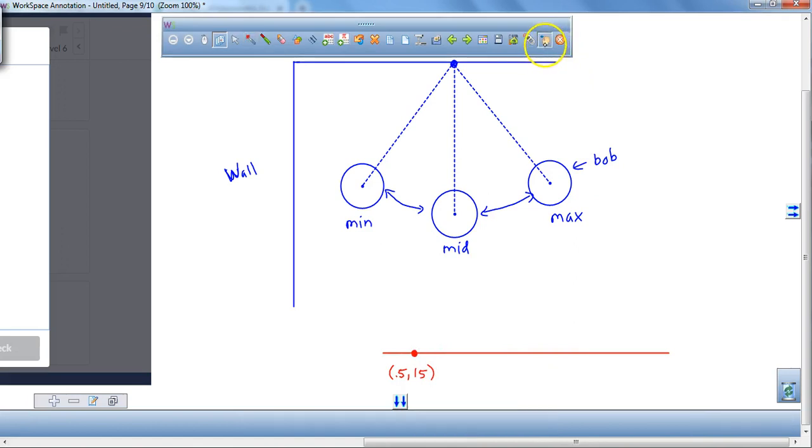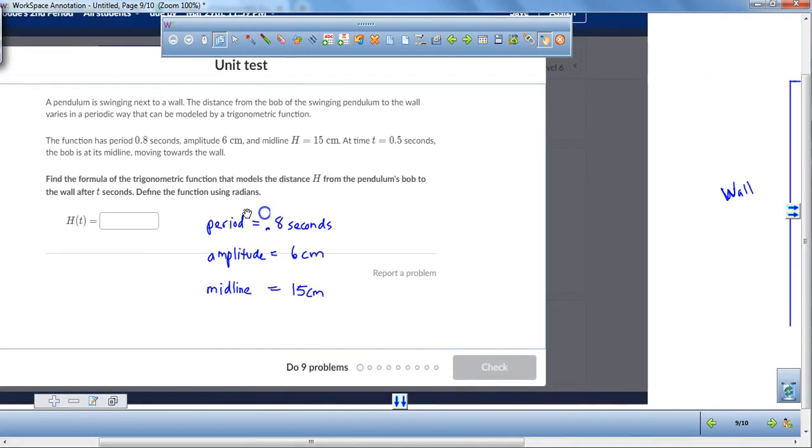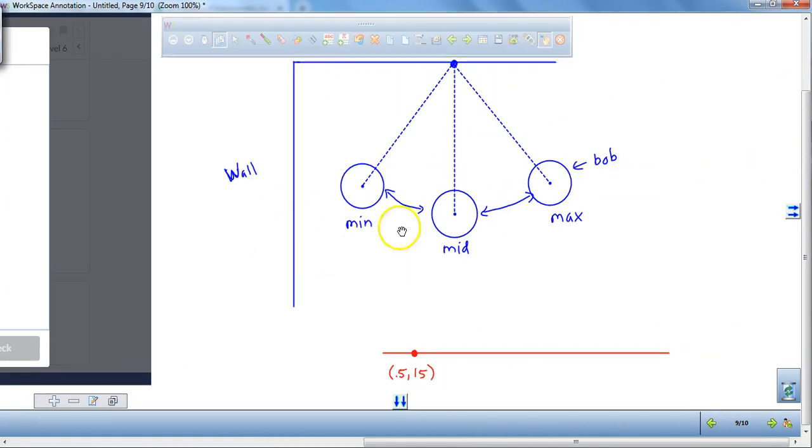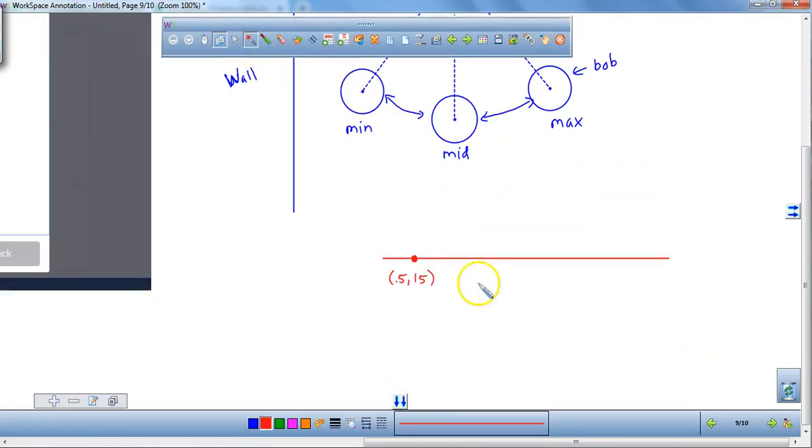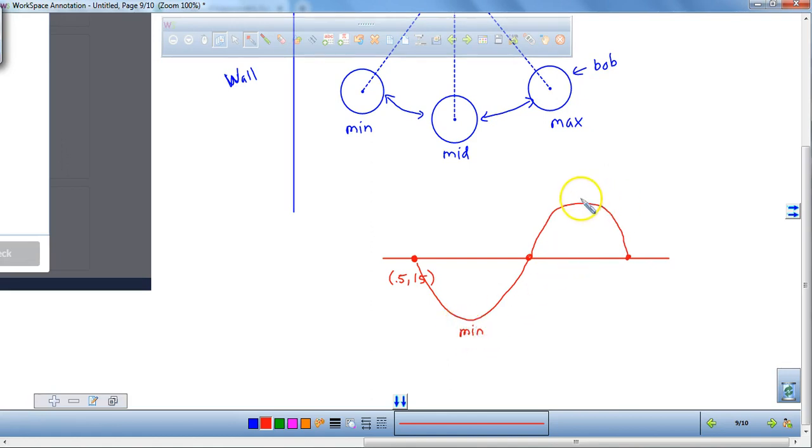Then it says it's at its midline, but it's moving towards the wall. If the bob is moving towards the wall, that means it's getting closer. So we actually have a negative sine graph. It's going to be going down, hit the line, go back up, and then get back to the line. So it's going towards its minimum, then it's going to be heading towards its maximum.